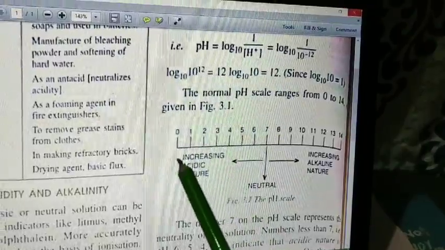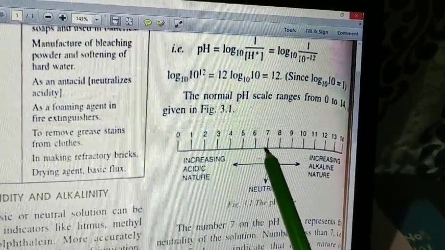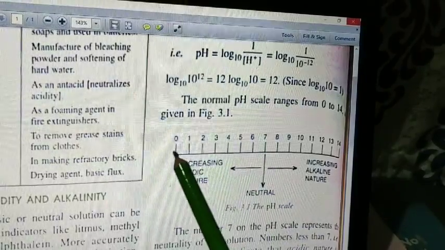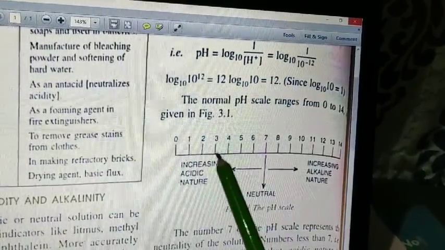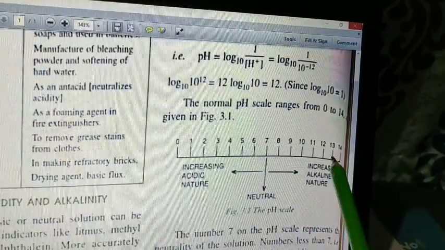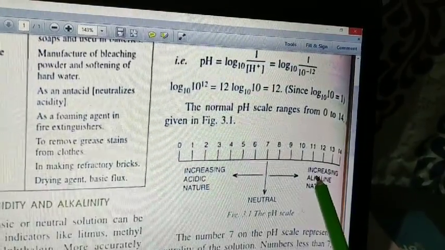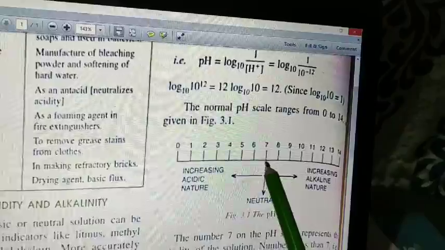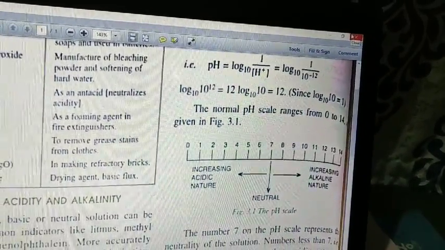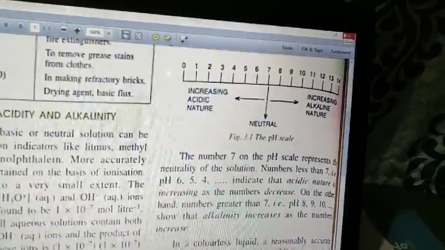Now over here, from 0 to 7 is considered as acidic. If the pH value is below 7, then it is considered acidic. And if it is above 7 till 14, it is alkaline, or we call it basic. And if it is exactly 7, then it is neutral. This is how we can determine the pH of a given solution from their values.